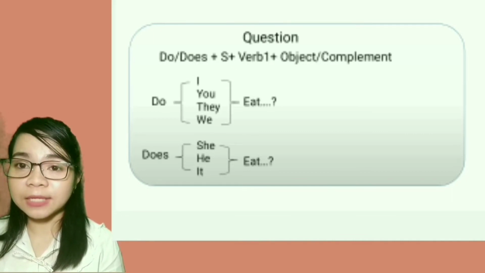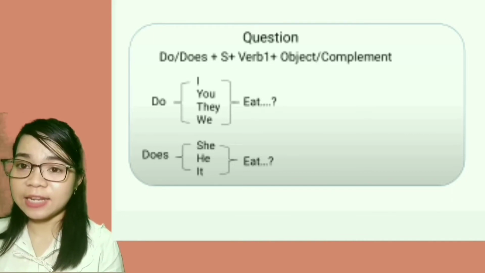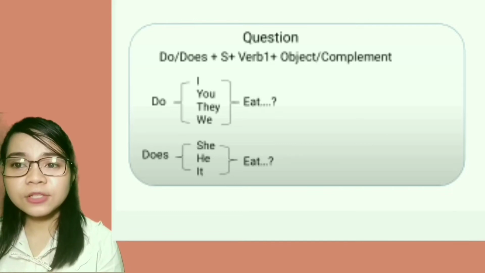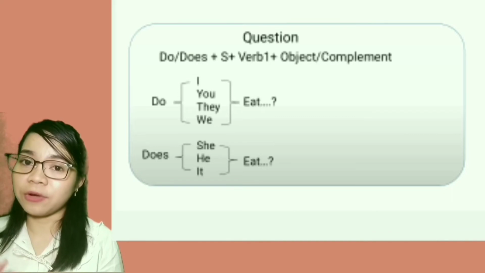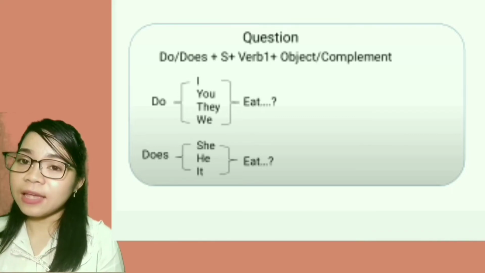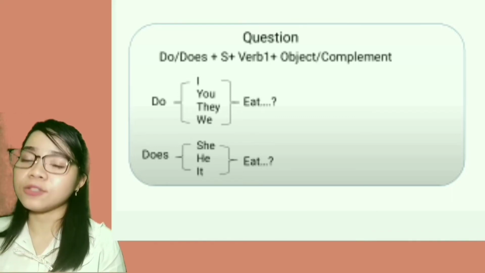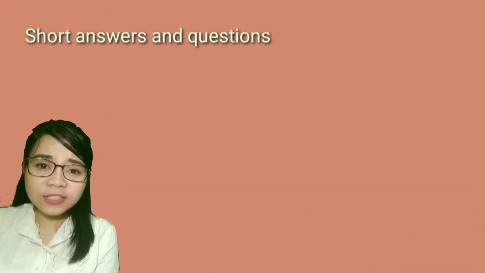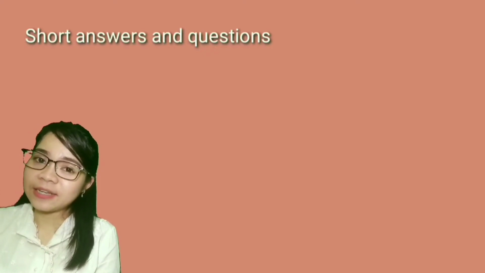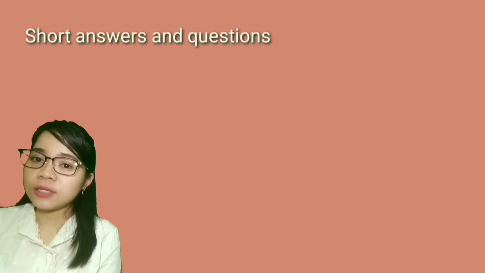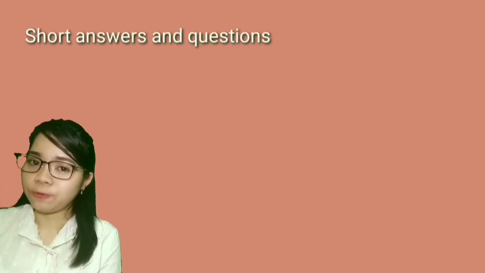If the sentence is positive and the subject is she, he, it. But if negative, you don't need to put S or ES again because you already used does in the negative sentence, and also in questions. And then what about short answer questions? Short answer questions mean when the answer is yes or no.